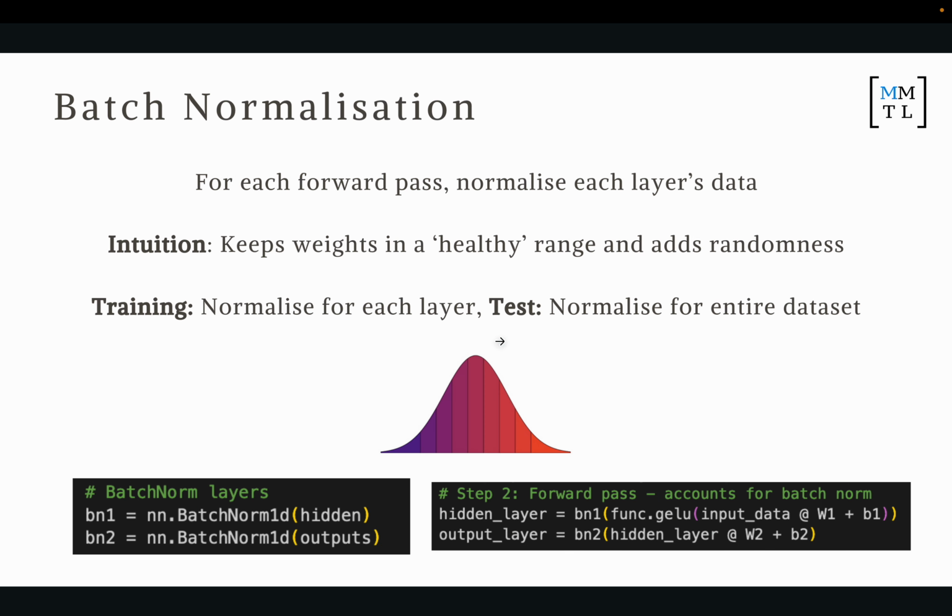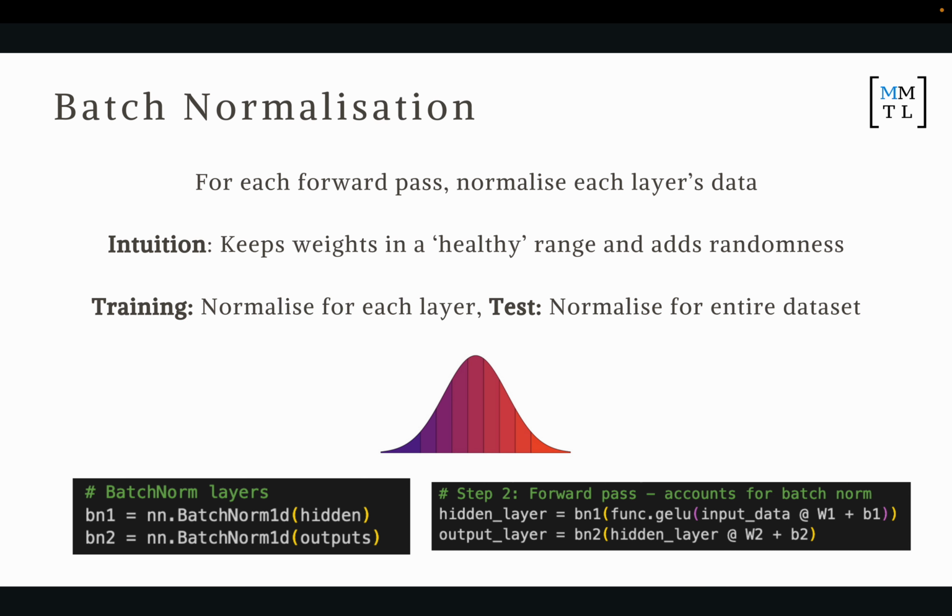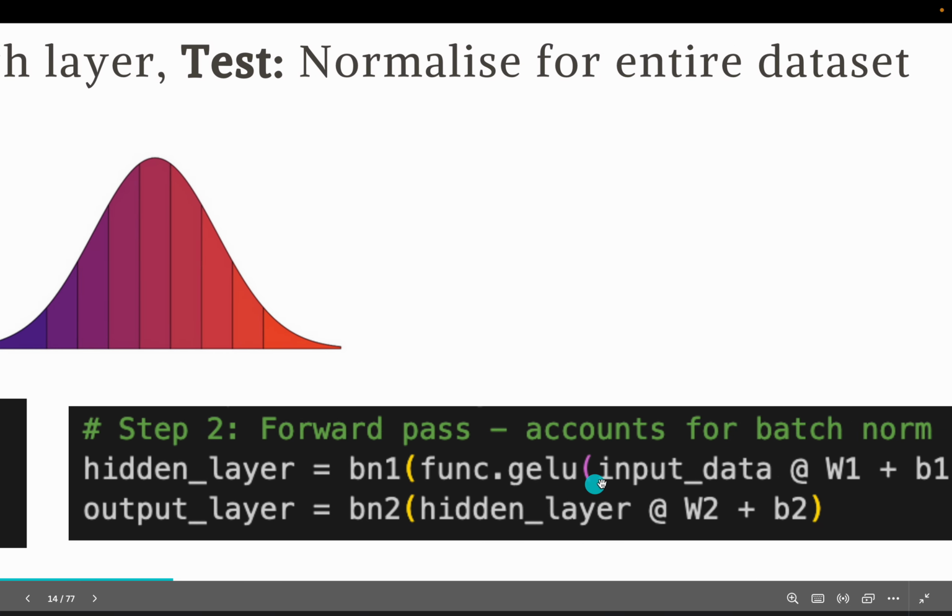All right, batch normalization. For each forward pass, we normalize each layer's data. Intuitively, what this means is we keep weights in a healthy range and it adds some randomness. In training, we normalize per layer. During the test, we normalize for the entire data set. Okay, again, why does that work? Great question, I'm not sure. It's just something that everyone does. This is how you do it. You can just create a batch norm layer there, so you just add bn1 or bn2 to what you've already got there.